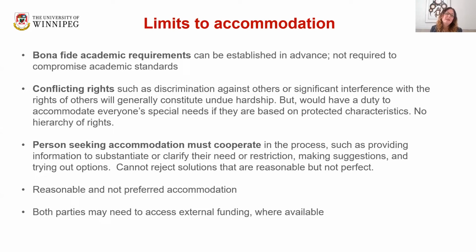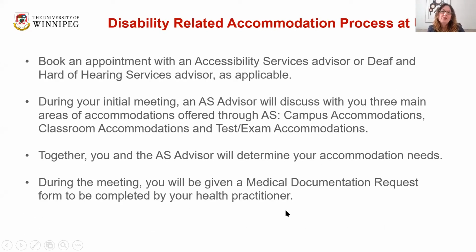And in some cases, there is a requirement that parties access external funding where available. So there are some external funds available for certain types of accommodations. And so there are times when a person would be requested to access those funds, or the university may look to access those funds as well. So that's just a little bit about some limits. Any questions before I move on to the next portion where I talk more specifically about the process at the university?